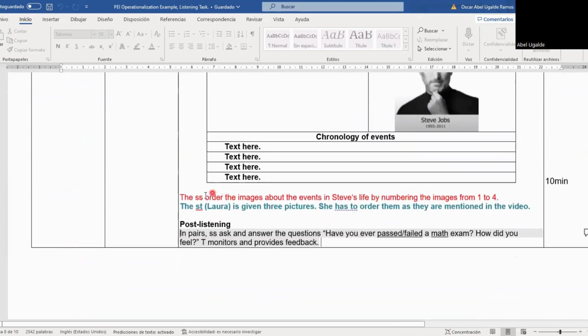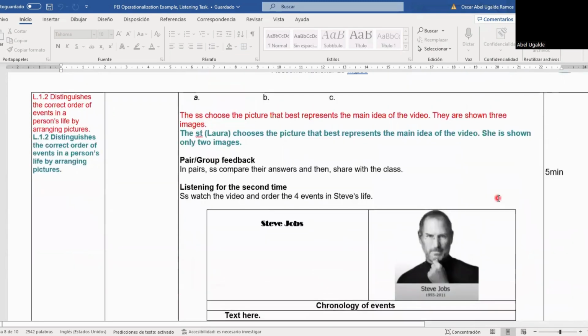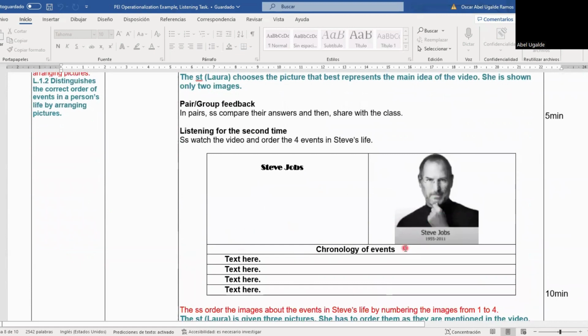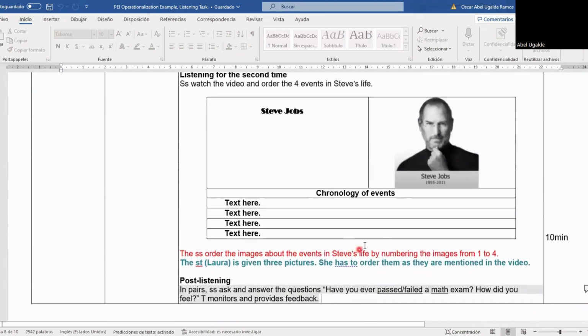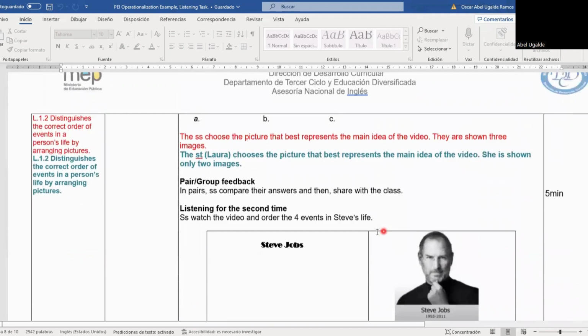So let's read the adaptation. The students order the images about the events in Steve's life by numbering the images from 1 to 4. So you see what we're doing? Students working with text, Oscar and Ignacio working with images. Remember, this is listening.